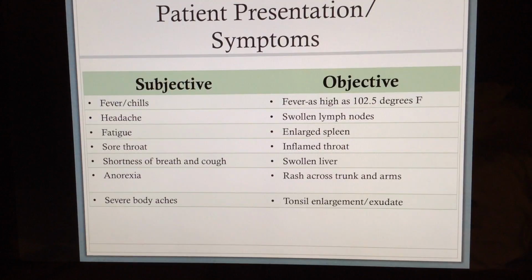There is an inflamed throat, obviously. There's tonsil enlargement and exudate. There might be gray or white pus in the back of the throat. Rare is a swollen liver. If it's not swollen or enlarged, it could be just tender to touch. And rare, again, is a rash across the trunk and the arms.